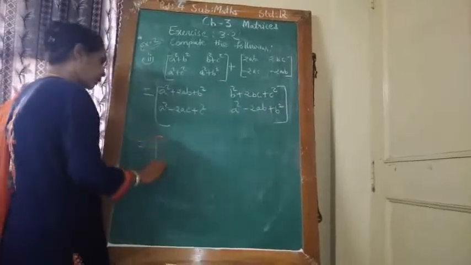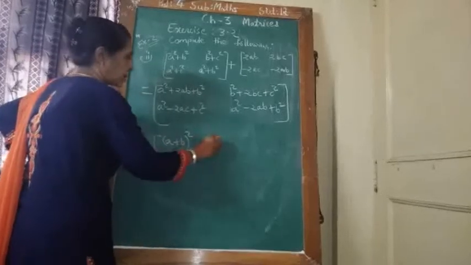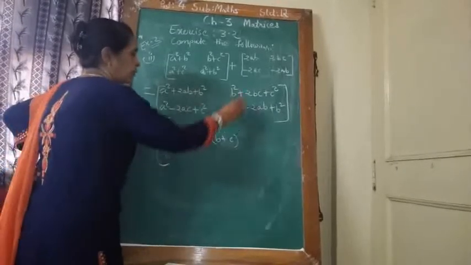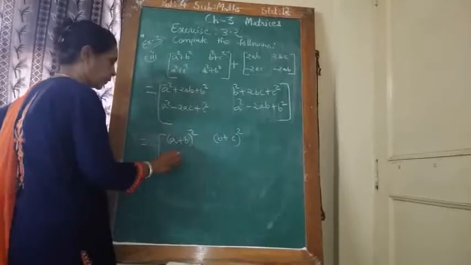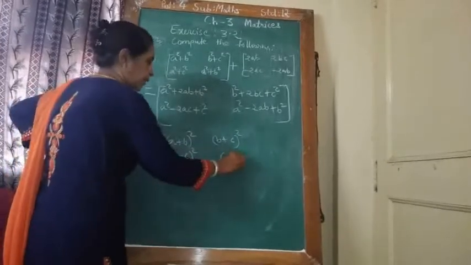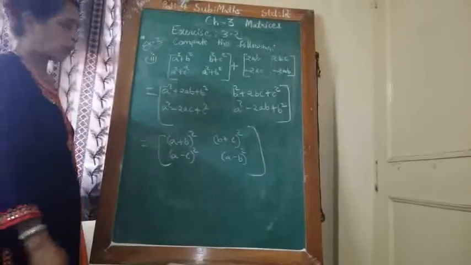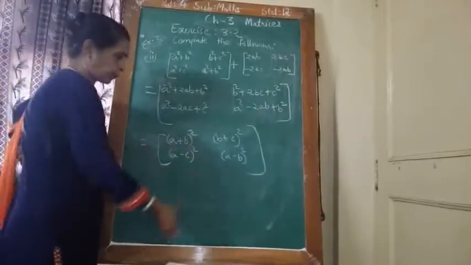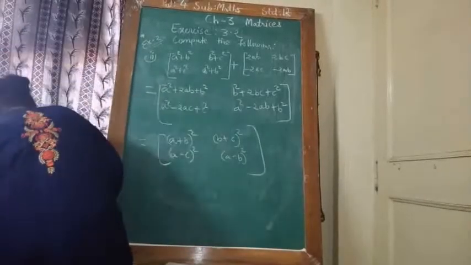And that is equal to, again you simplify, A plus B whole square. Square root of B square is B, square root of C square is C, and B plus C whole square. A minus C whole square. A minus B whole square. This is the final answer. Now you cannot do further simplification. So this is the answer of the second one.